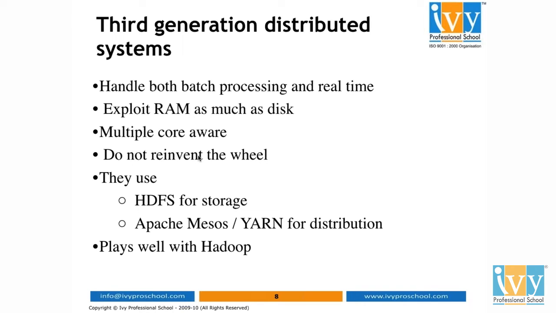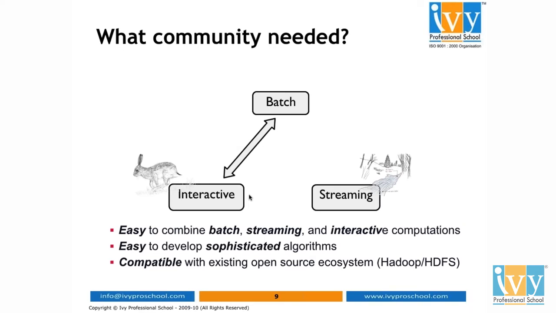Because now we need to handle both batch processing and real-time processing. We want to use RAM, we want to be multiple core aware. So till now, the community needs that everything should be there. Batch processing we can do, interactive processing also, streaming also we can do. So we want to have all of them together.